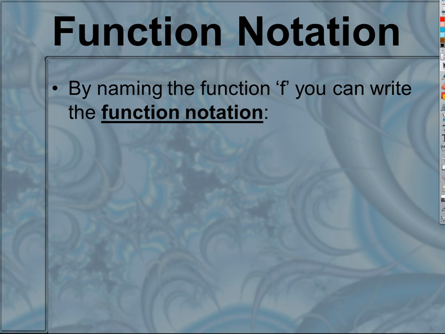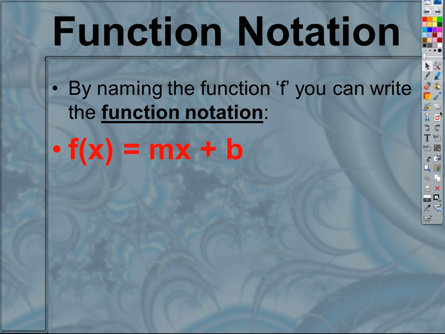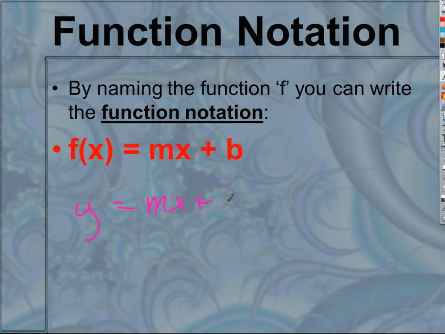Okay, here's how you read this. People get confused by this, but don't. It's very simple. By naming a function f or g or h or something, we're using just a different way of writing it. Instead of the y, we're going to use this function notation. It's just a fancy way of saying y. So I could replace this whole thing with the equation y equals mx plus b, and it means the very same thing. These are just different ways of saying y.